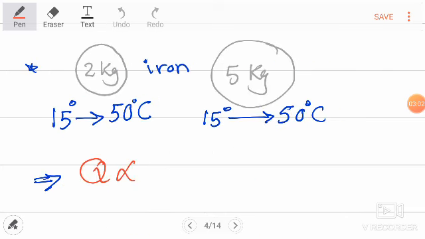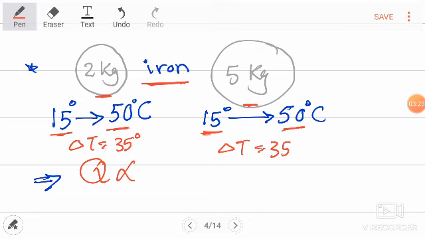Another example. 2 kilograms and 5 kilograms of the same material. They are heated from 15 to 50, the first object. Delta T here equals 35. And also here from 15 to 50, delta T equals also 35. The same interval of temperature, the same change in temperature. But they are different in mass, 2 kilograms and 5 kilograms. Which one needs a larger amount of heat? The first or the second?